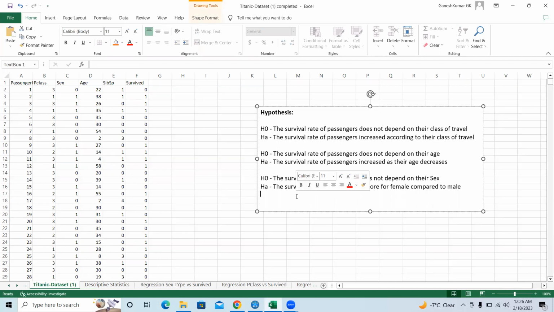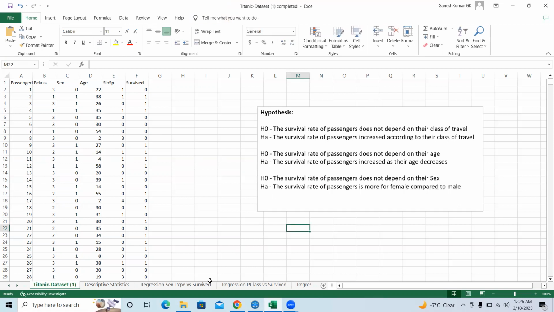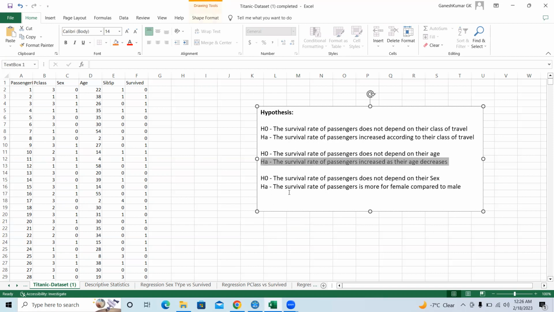And when it comes to sex, we can see that females survived more compared to males. So we provided sufficient evidence with this data to indicate that our alternative hypotheses are true.